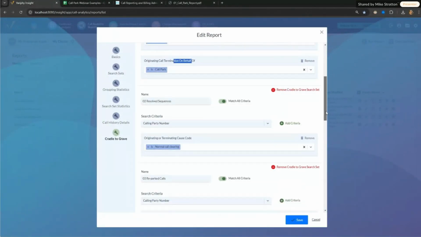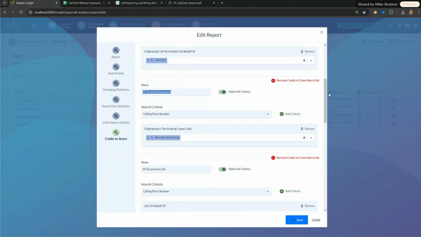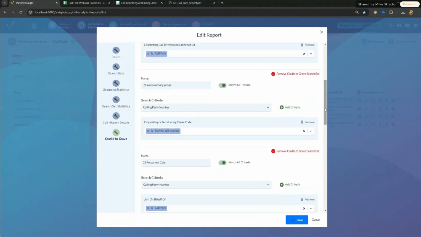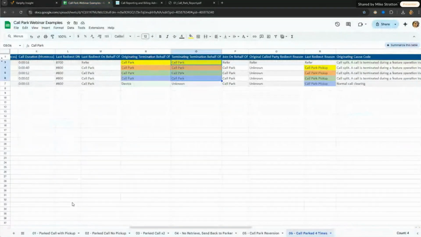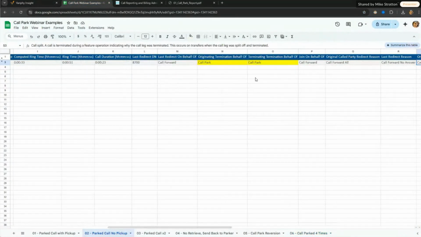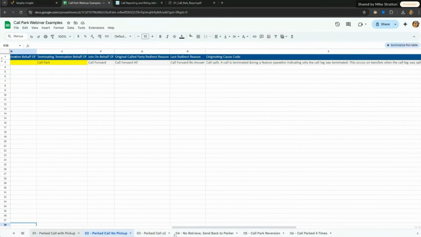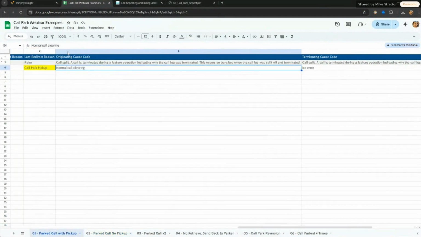Then we looked at how many sequences were resolved. That would be how many calls were completed based on normal call clearing. So that's kind of looking at the opposite of example 2, where we're looking for calls. In this case, we wouldn't see it, but something here where there was a normal call clearing within the sequence.